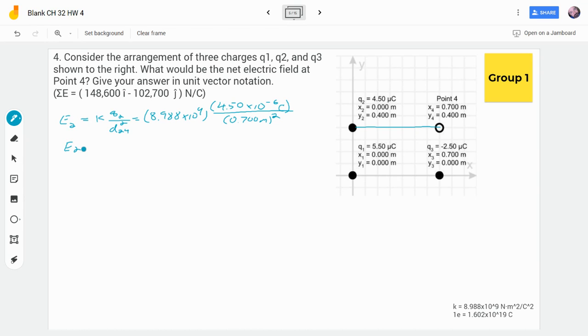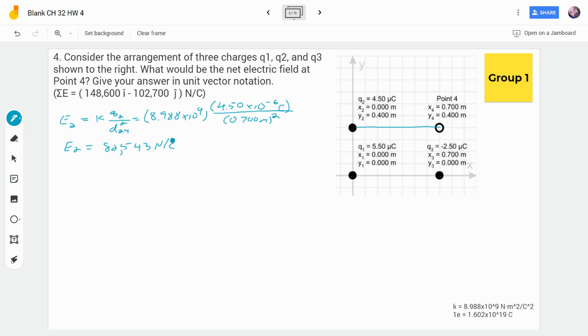So that's a 2. Okay, so this gives us E2, 8.988 EE9 times 4.50 EE minus 6 divided by 0.700 squared. And this component ends up being 82543. Again, I'm keeping more sig figs than I need. And this is newtons per coulomb.